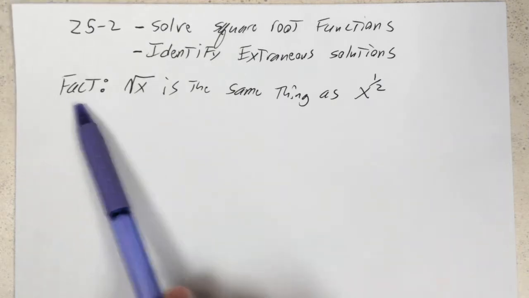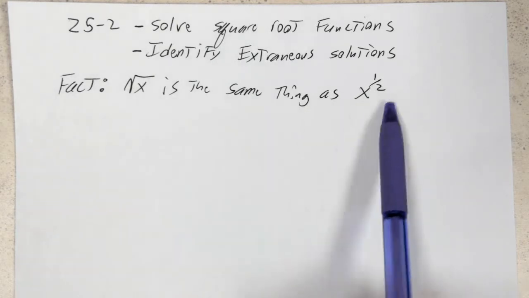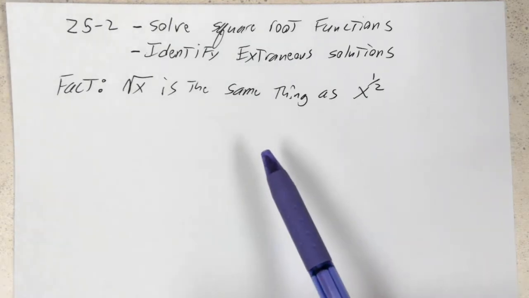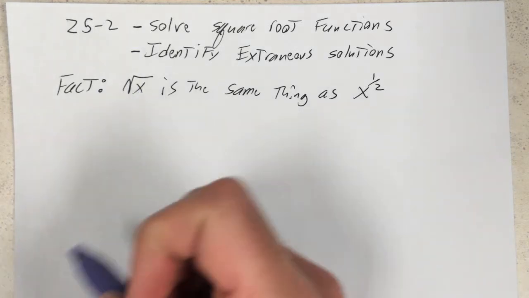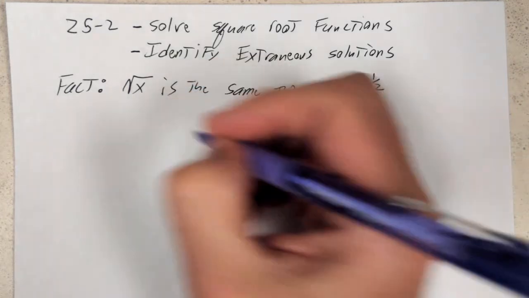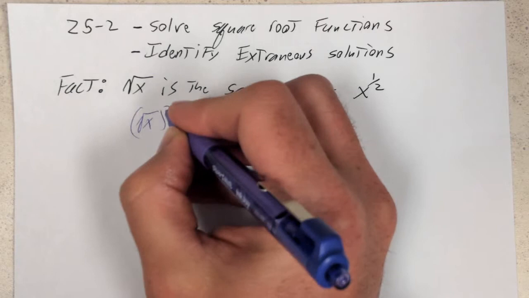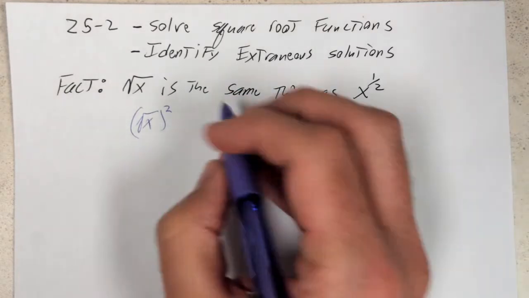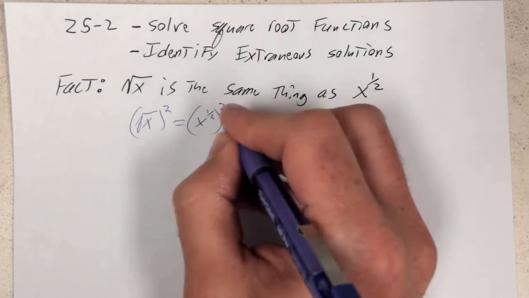We need to write this fact down. This fact says the square root of x is the same thing as x to the power of 1/2. When we square root, it's the opposite. So we have x squared. So how do you undo square root? We square it.